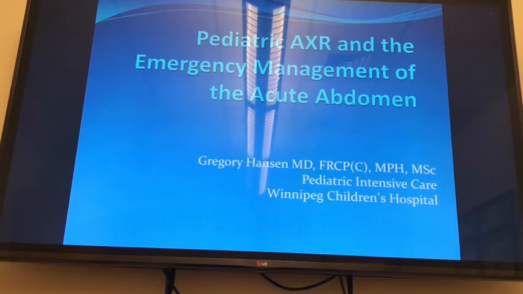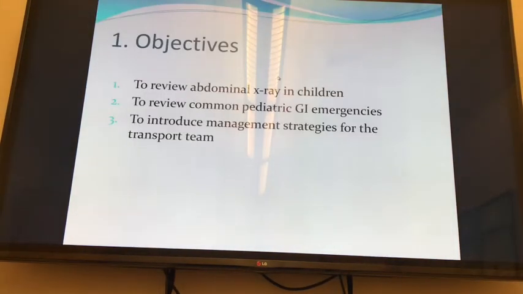So what can we do to try and pick up on the acute life-threatening types of things that we might need to do? So let's see what we can do here. We'll do the X-ray emergencies management.